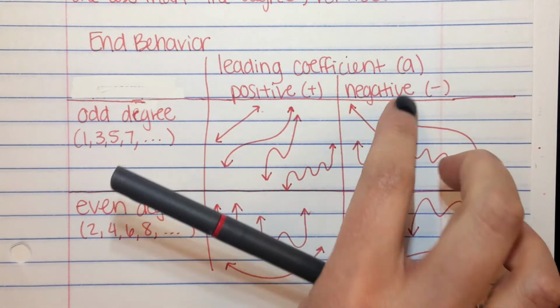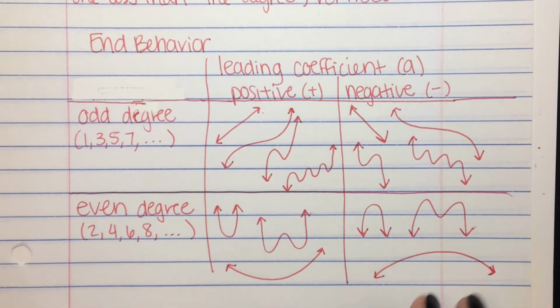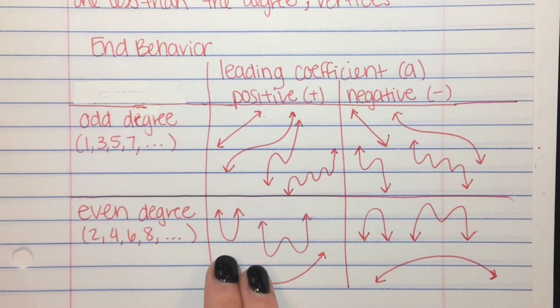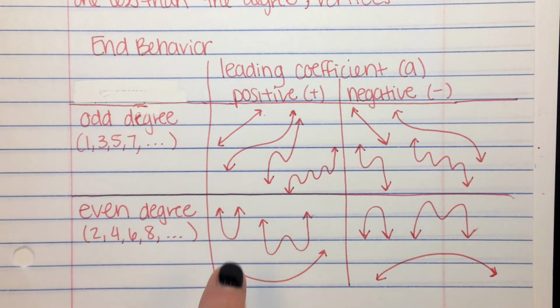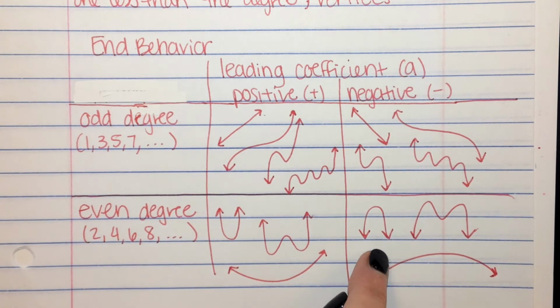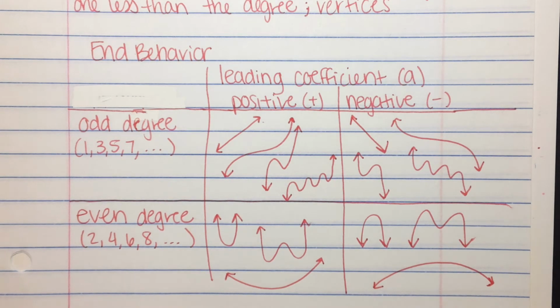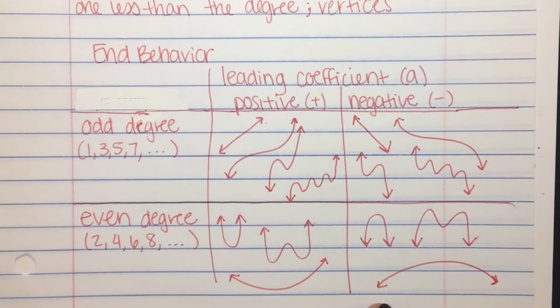If it's a negative A, even degree, both ends are going down, okay? But we talked about that when we did our quadratics. We looked at those parabolas if A was positive or A was negative. So hopefully that'll help you a little bit with the even degree.